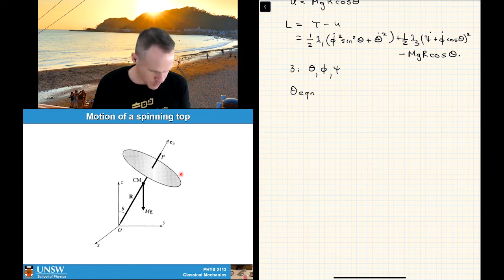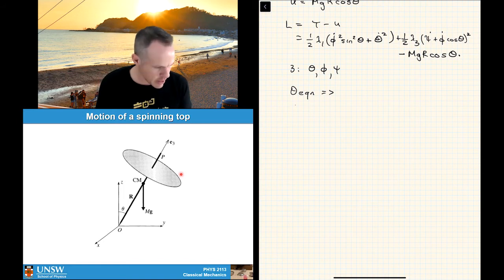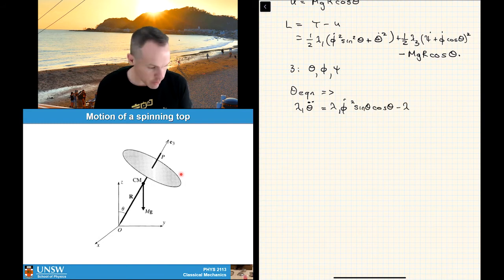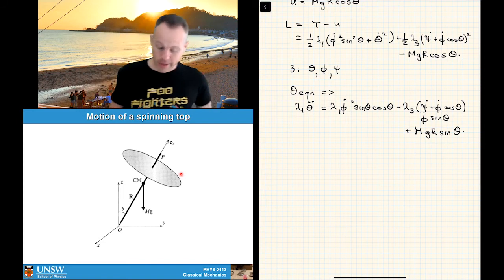And so we can come in here, and I'm going to skip a couple of steps and just jump straight to what that Euler-Lagrange equation looks like. So it's going to be lambda 1 theta double dot is equal to lambda 1 phi dot squared sine theta cos theta minus lambda 3 (psi dot plus phi dot cos theta) phi dot sine theta plus mgr sine theta. Okay, you can do this one as an exercise for yourself tonight.